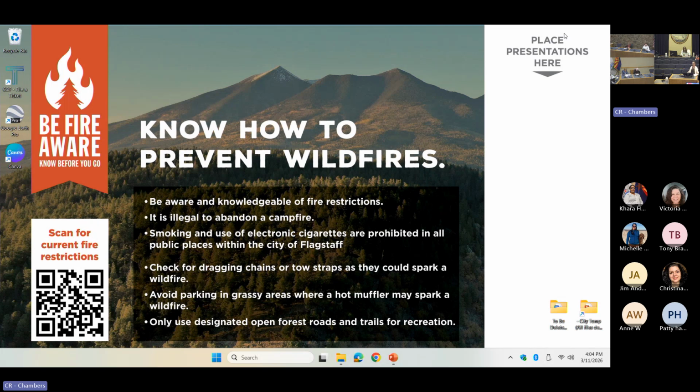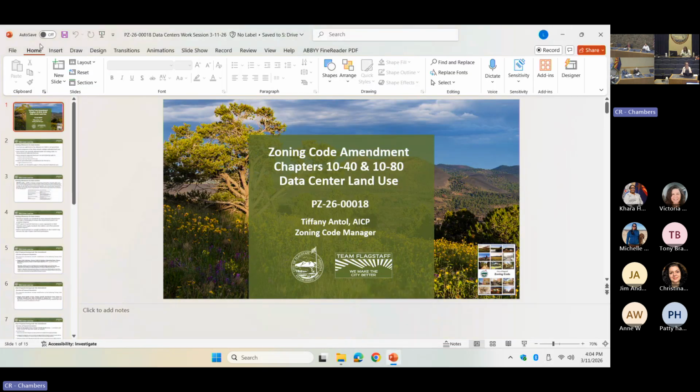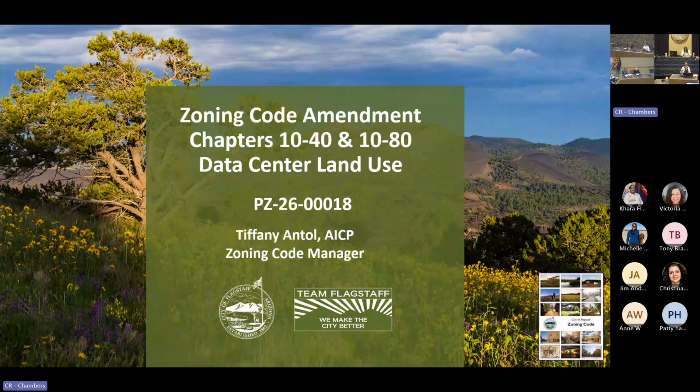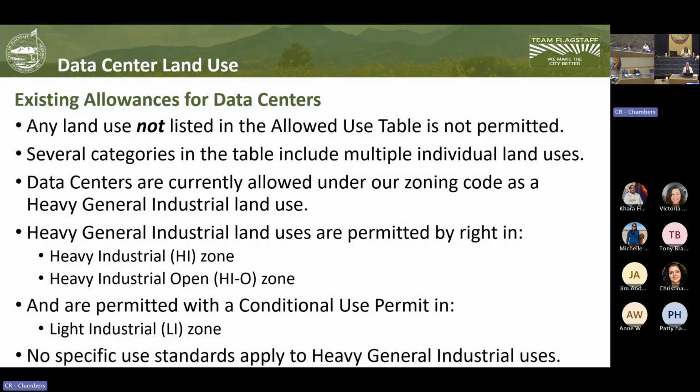00018, which is the data center's land use. And I will turn to staff to speak. Tiffany Antal, Zoning Code Manager, here today to talk about a zoning code amendment for data center land use.